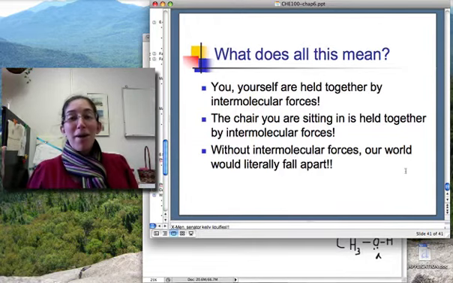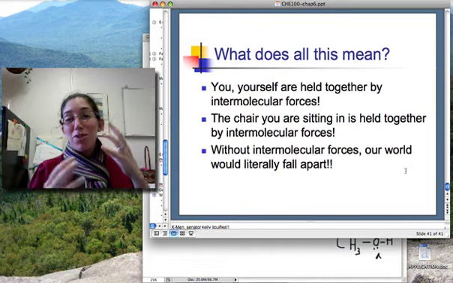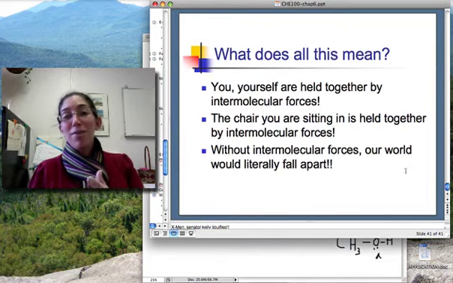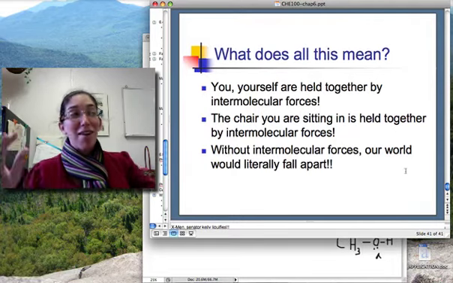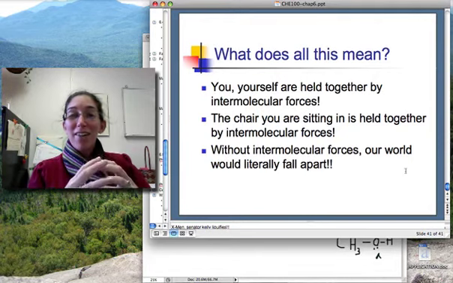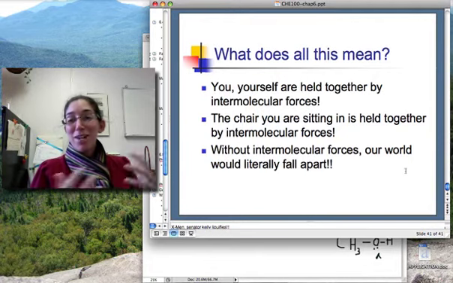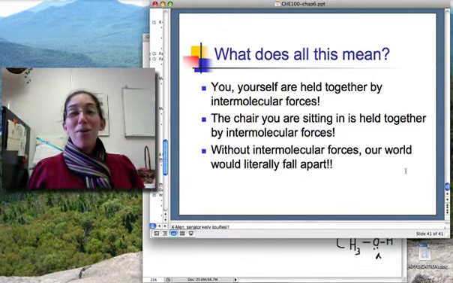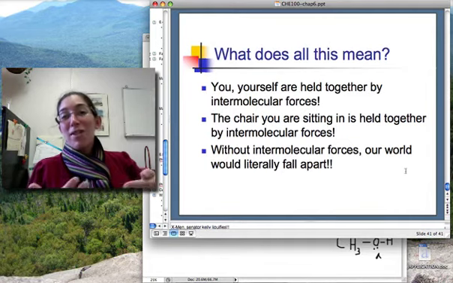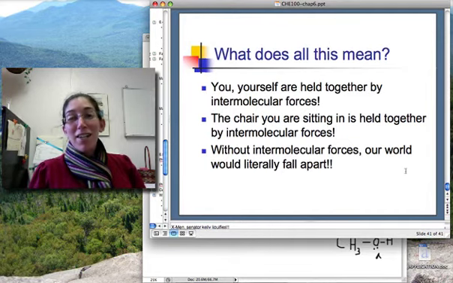The world is not about covalent and ionic bonds, which are pretty important for molecules, but the world is held together by intermolecular forces. Everything around you that you see are molecules that are held together by intermolecular forces. I just think it's pretty cool. If you didn't have them, the world would fall apart. Or alternatively, if you only had covalent and ionic bonding, there'd be no flexibility in anything.